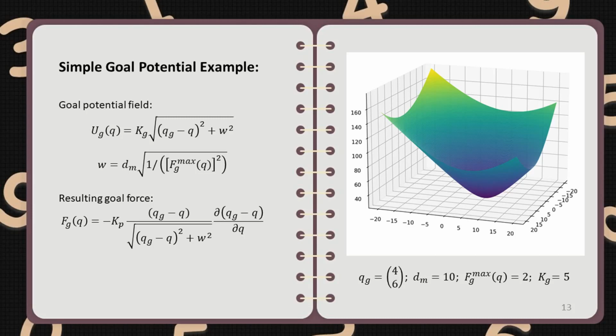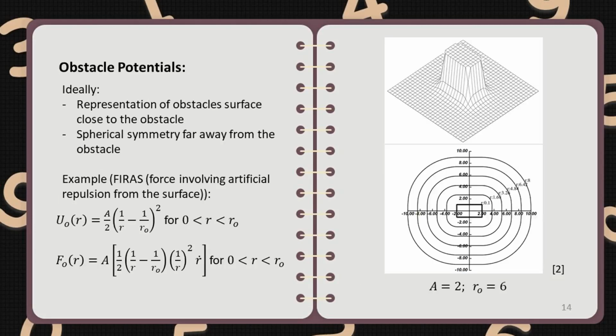The force at every position can also be calculated fairly easily. The parameter Fgmax influences mostly the maximum force. The limit distance dm controls where the transition between quadratic and linear behavior happens, and kg is a final linear scaling factor. There are a lot of ways to create obstacle potentials.